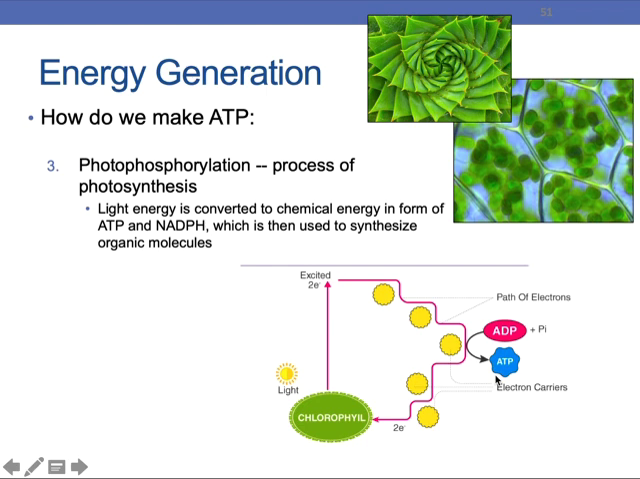So the three ways by which you can create ATP are: you have substrate level phosphorylation, where you have a substrate and an enzyme. You have oxidative phosphorylation, which happens in the electron transport chain, where you need a final electron acceptor. Then you have photophosphorylation, which is part of the process of photosynthesis, where light is used in the synthesis of ATP.